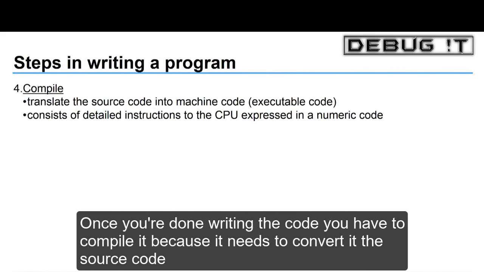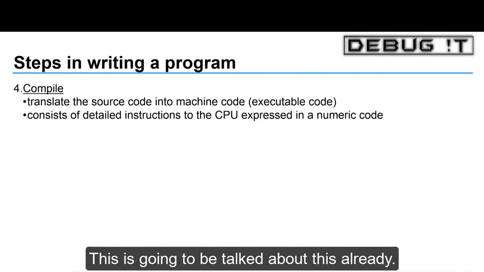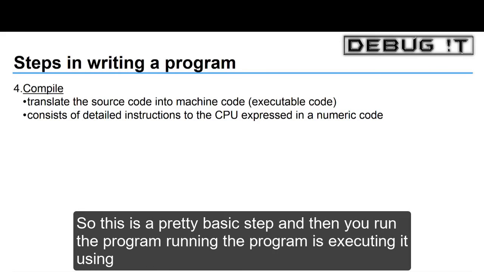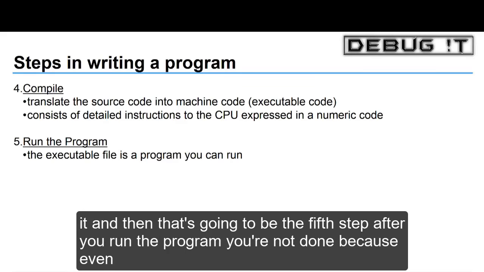Once you're done writing the code, you have to compile it because it needs to convert the source code to the low-level language. We talked about this already, so this is a pretty basic step. And then you run the program. Running the program is executing it, is using it. And then that's going to be the fifth step.